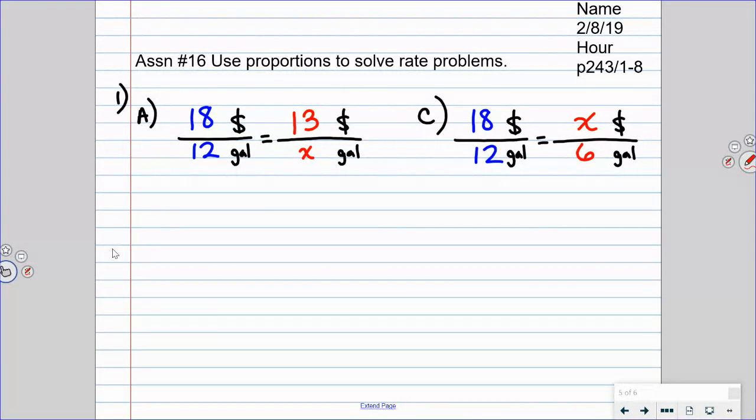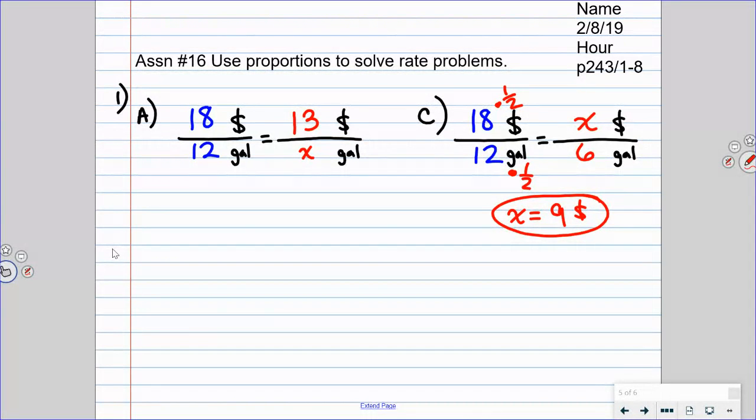Dollars to gallons, 18 to 12. No one number, missing another number. But I want you to look at how they're different. Notice very quickly that we can find a scale factor. Some of you would even say divide by 2. I say multiply by a half. 12 times a half is 6. So 18 times a half would be 9. And just like that, we can solve part C.